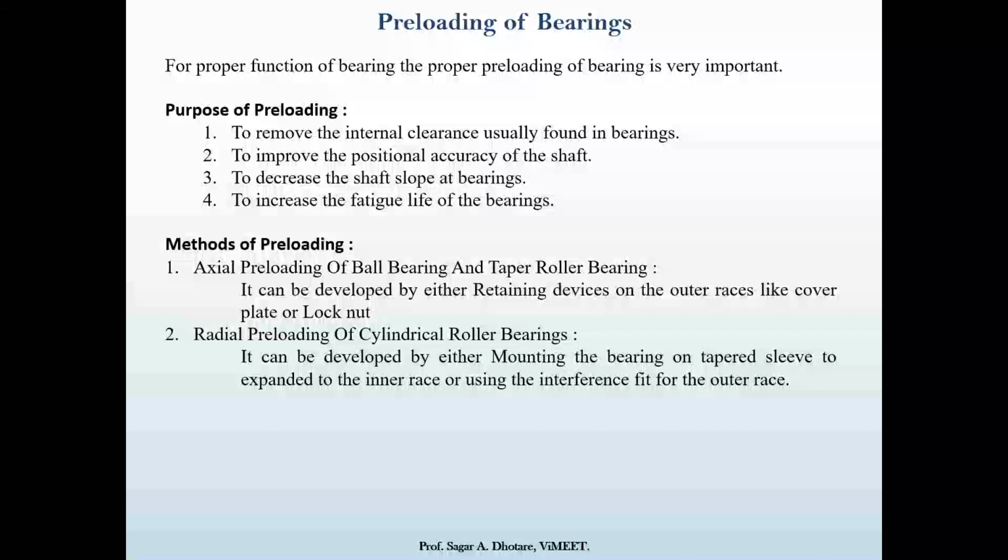There are two methods. First one, the axial preloading of ball bearings and taper bearings. It can be developed by either retaining devices or the outer race, like a cover plate or lock nut. The second method is radial preloading of the cylindrical roller bearing. It can be developed by either mounting the bearing on a taper sleeve to extend the inner race, or using an interference fit at the outer race. Out of these, you can use the appropriate preloading method.